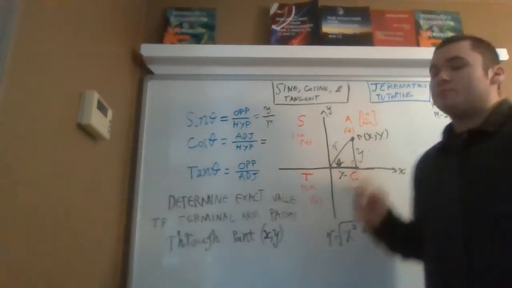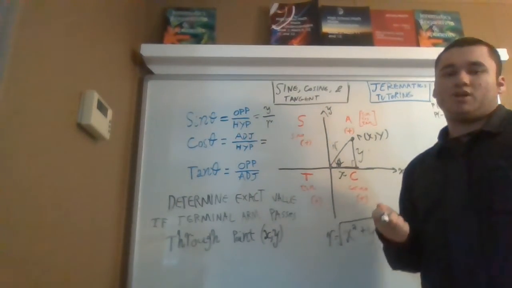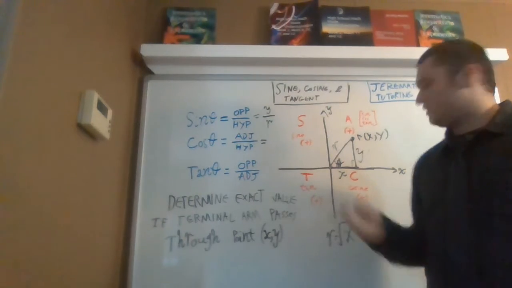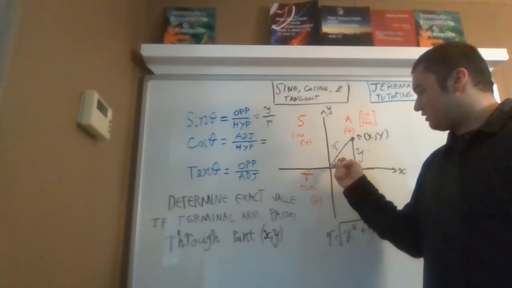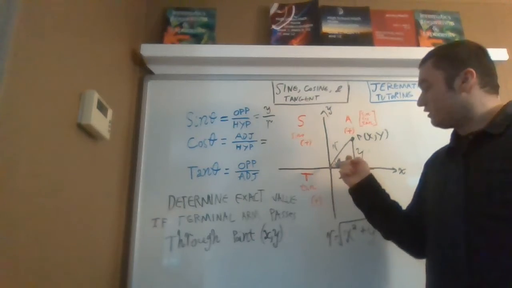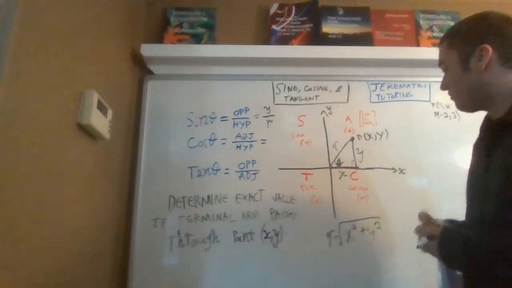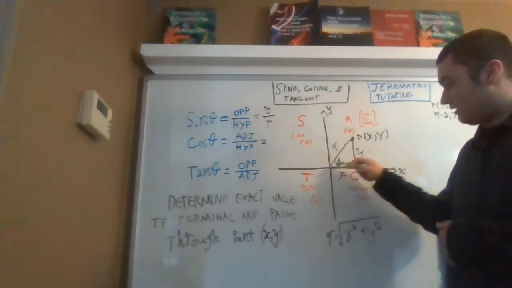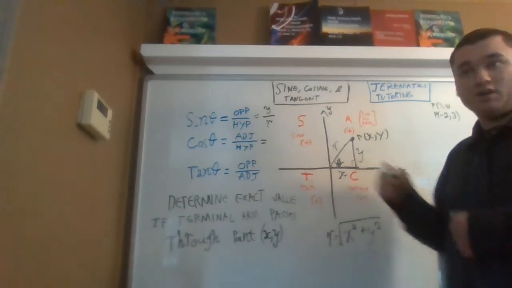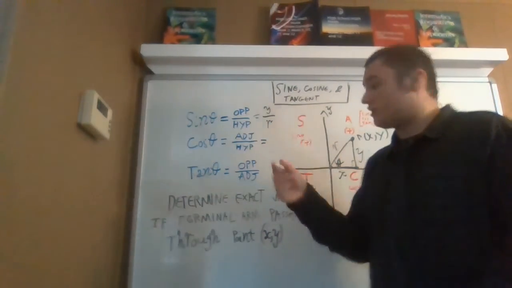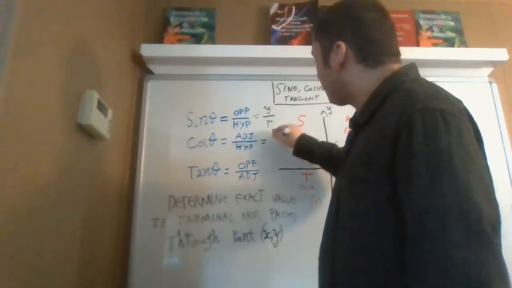Now for our cosine, remember that cosine is the adjacent over the hypotenuse. And remember that adjacent is the leg that's connected to the angle that you're trying to find. That's not the hypotenuse. That's how I remember it. It's always the leg that's connected to your angle, and it's not the one that's the hypotenuse. That's x over r. So the adjacent over hypotenuse is x over r.